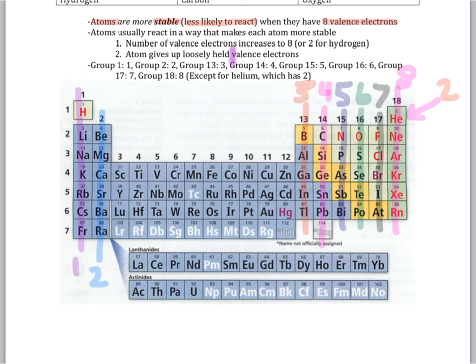The reason why helium is stable is because it only has 2 electrons, which means that it only has the first energy level, and it is full and stable with 2 valence electrons. We will use this information to help us as we learn about how elements bond, either ionically or covalently, as we continue to explore chemical reactions.